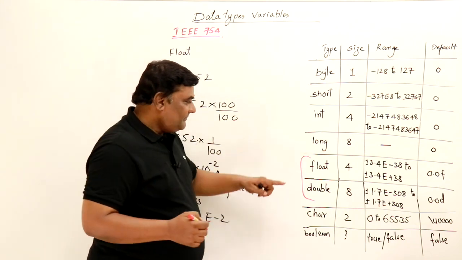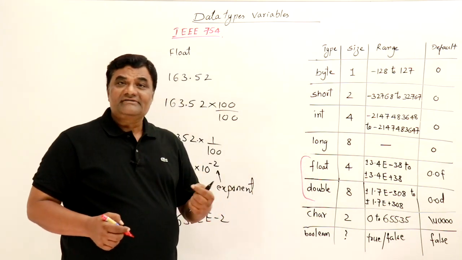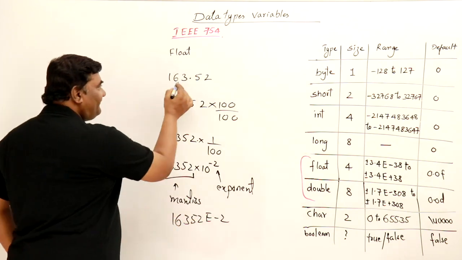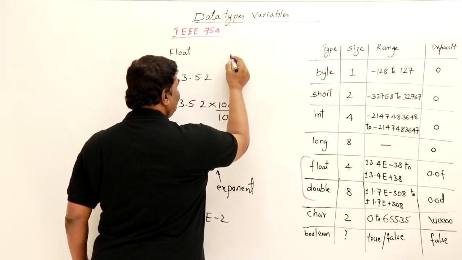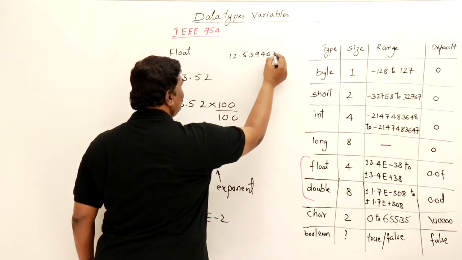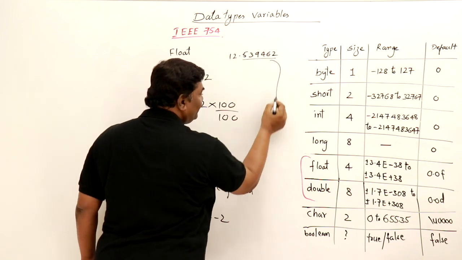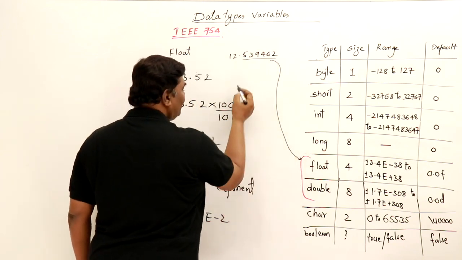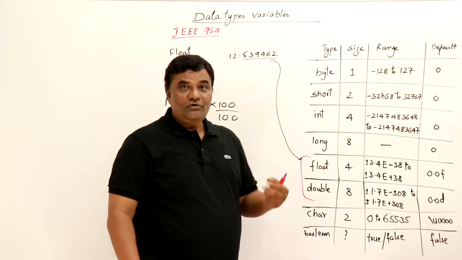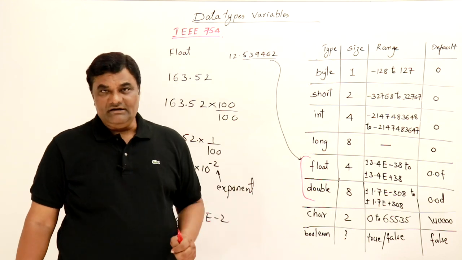Now next thing, about double. Why do we have a double? If you want a more precise value after the decimal point, then you can go for double. For example, if you want a number like 12.539462, with 1, 2, 3, 4, 5, 6 up to 6 digits, float is suitable. If you have more digits, then you can go for double. After the decimal point, if you want a more precise, more detailed value, then you can go for double.